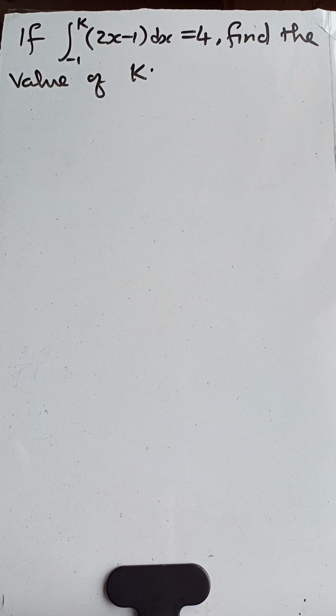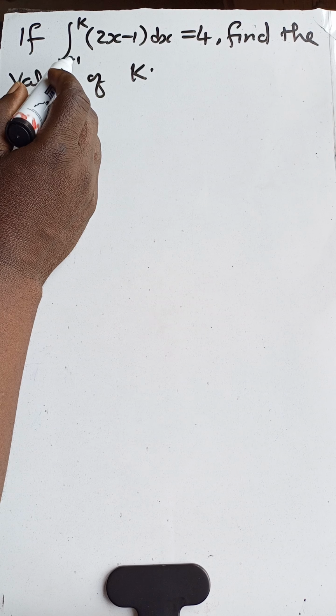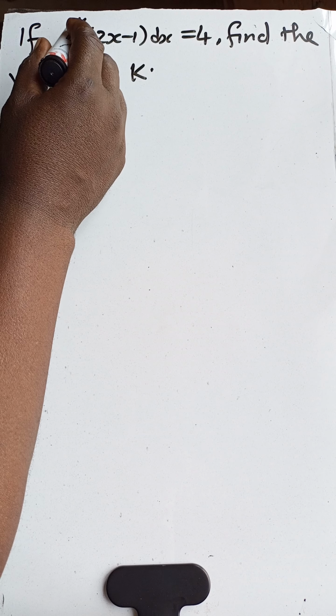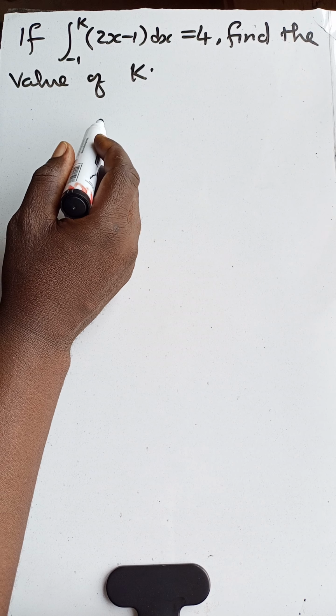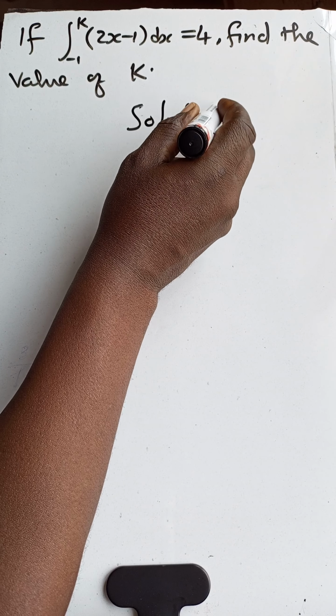Hello everyone, here is a question on definite integrals. We have the integral from -1 to k of 2x minus 1 dx is equal to 4. What is the value of k?